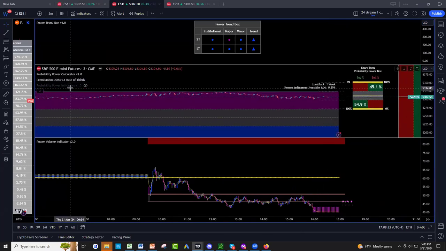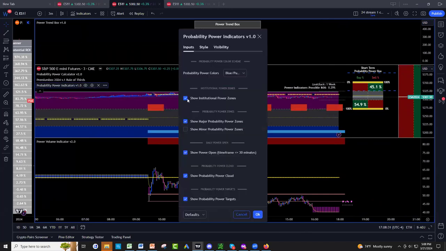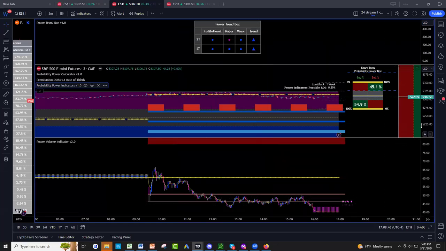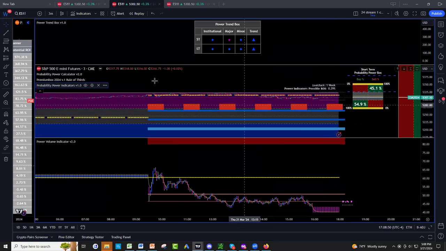Go to your probability power indicators here. Go to the gear, and now you can choose. Show the institutional zones, which are the red zone, the most important, the major and the minor, all of them. And then get the cloud out and do the power targets if available and the power open below 30 minute chart, and boom. And now you have everything. So let me show you with the pen.